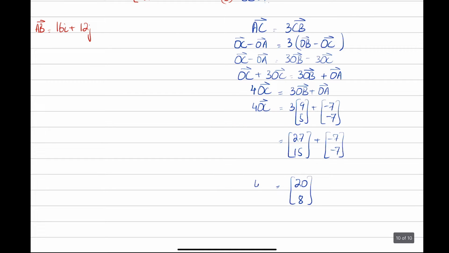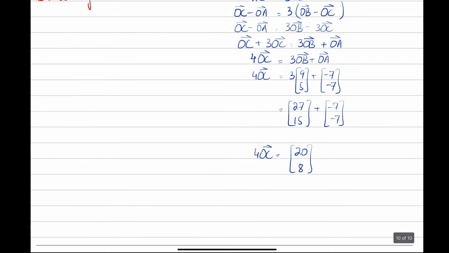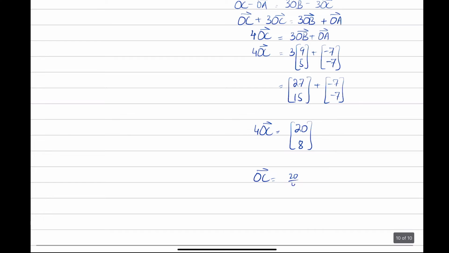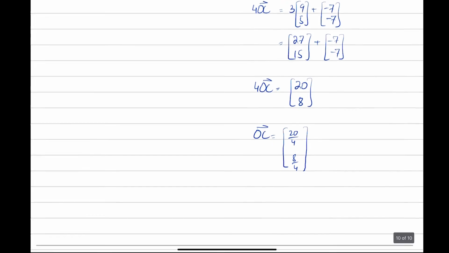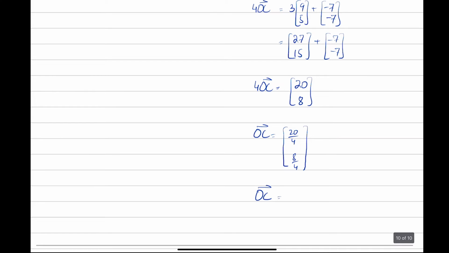Bear in mind, it's not the end of the question. This is still OC. This is still 4 times OC. So OC is going to be 20 upon 4 and 8 upon 4. Now obviously we're not going to leave it like that. OC equals 5 and 2.